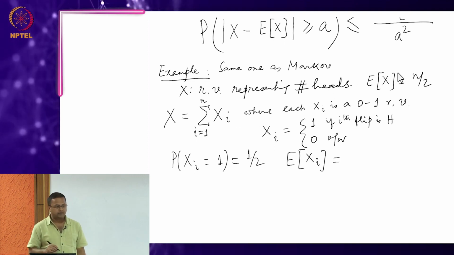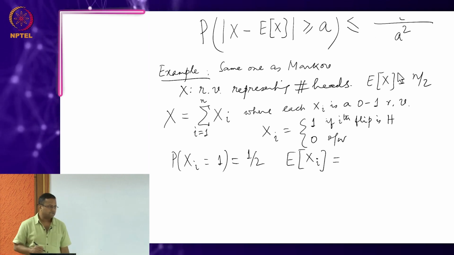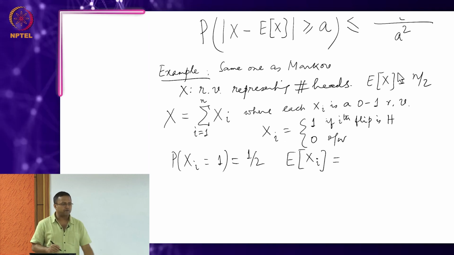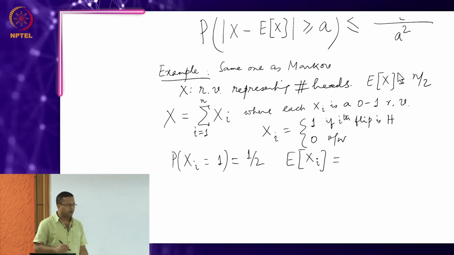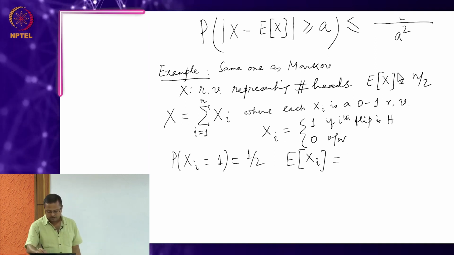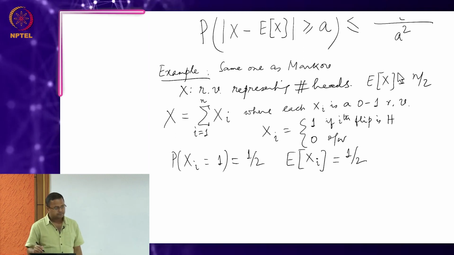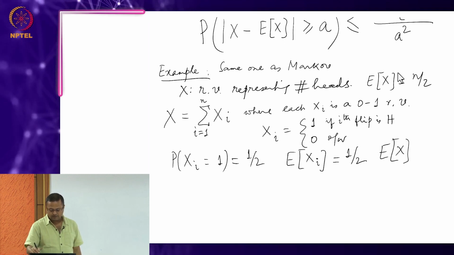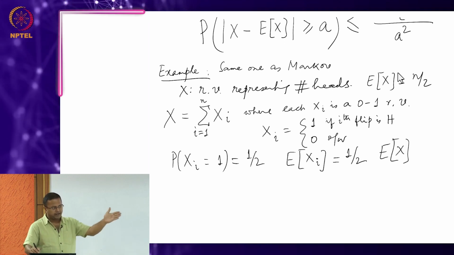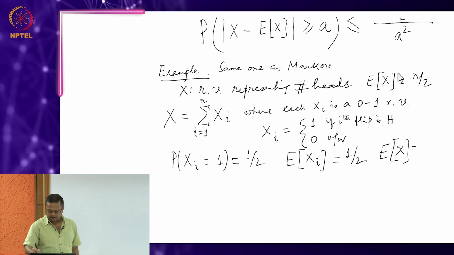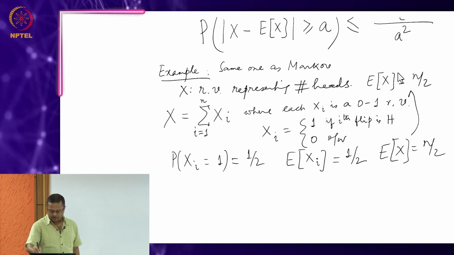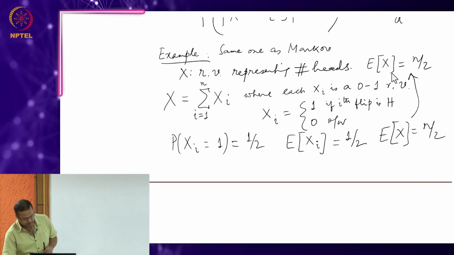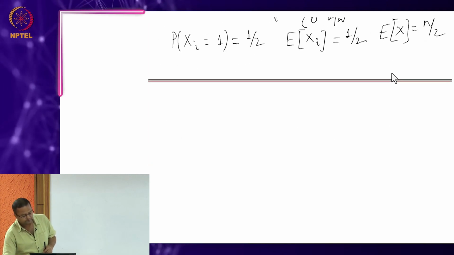What is the expectation of xi? Half, because the expectation of a 0-1 random variable is the same as its probability that xi equals 1. So, this is half. By linearity of expectation, because you are adding n such random variables, this is n by 2, right, fine. So far so good.